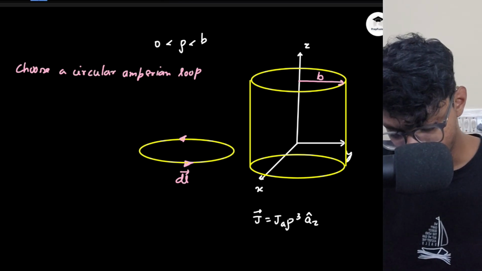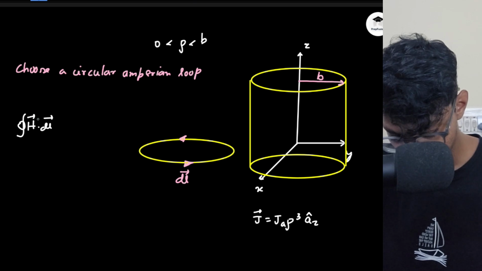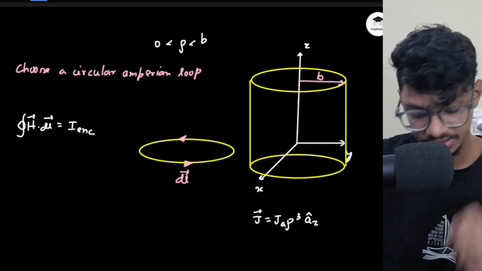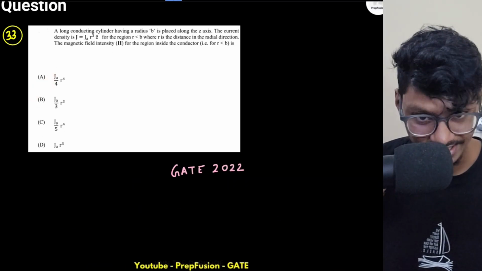Now what is Ampere's law? I know Ampere's law is the integration of H dot dl equals I enclosed. This time I'm simply using the magnetic field intensity, because they have asked me to find the magnetic field intensity only.